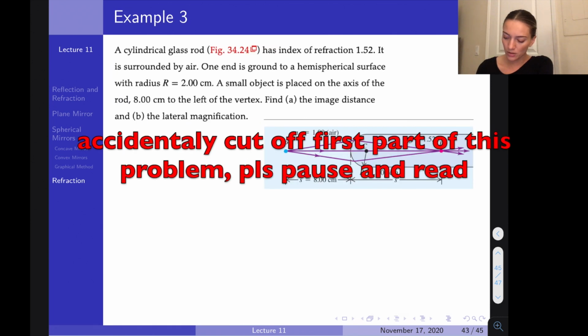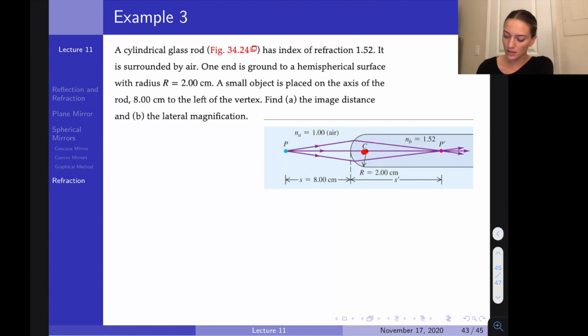Of curvature 2 centimeters. So that means if you drew out a little circle here, the radius would look like it's about 2 centimeters. A small object is placed on the axis of the rod 8 centimeters to the left of the vertex. So right here we place an object that's 8 centimeters away. Find the image distance and lateral magnification.